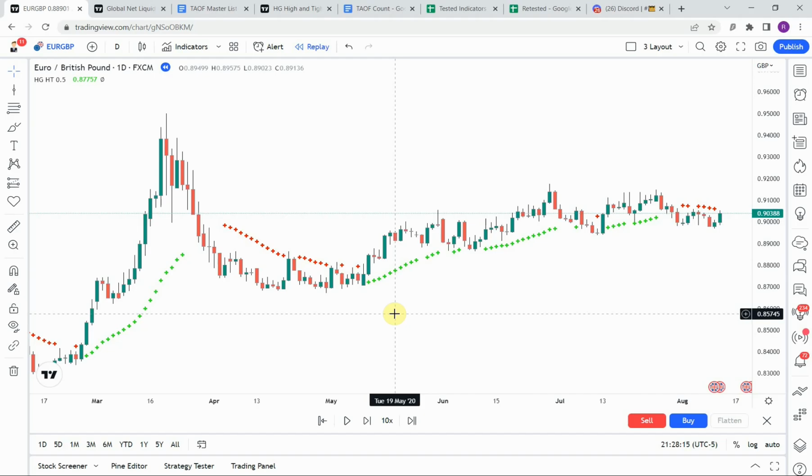Today we will be looking at an advanced testing of the HG high and tight indicator.